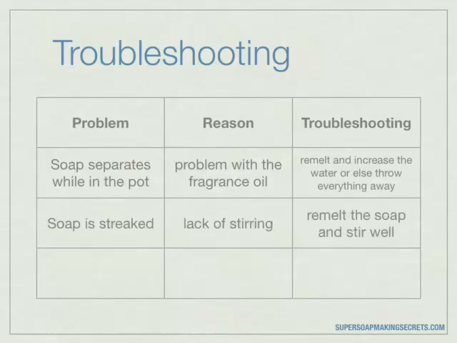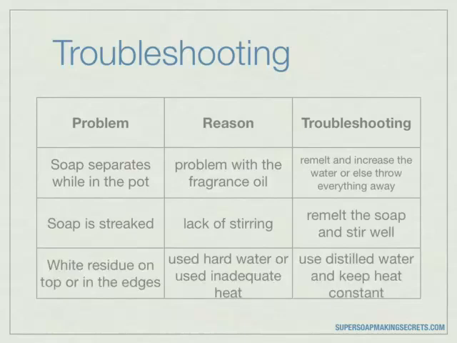If the soap is streaked, this is usually the result of a lack of stirring. Remelt the soap and make sure you stir the batch well. If there is white residue on top or in the edges, you probably used hard water or there was inadequate heat. Try using distilled water and keep your heat constant.